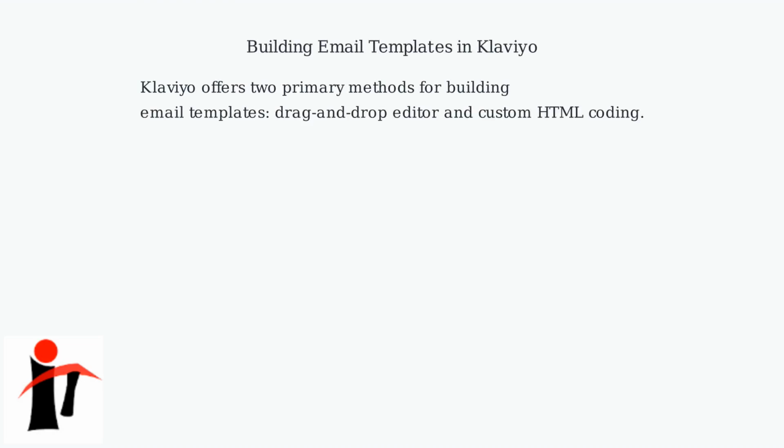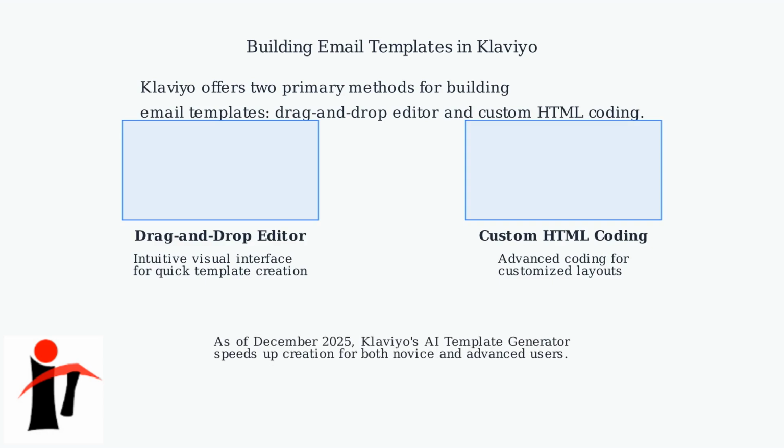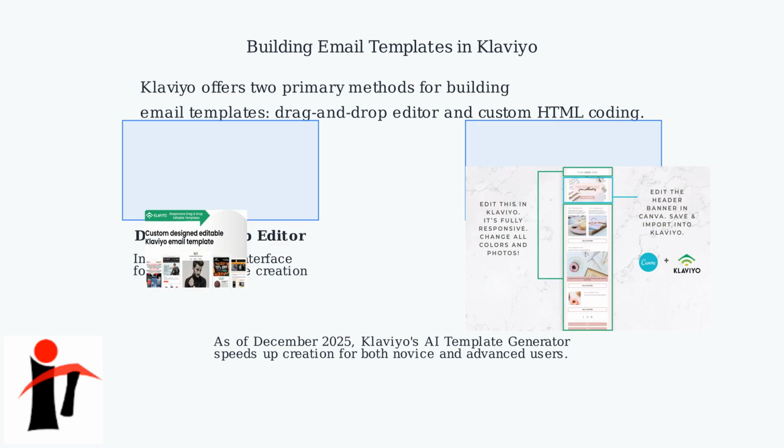Klaviyo offers two primary methods for building email templates: the intuitive drag and drop editor and custom HTML coding. The drag and drop editor provides a visual interface perfect for quick template creation, while custom HTML coding allows for advanced, customized layouts. As of December 2025, Klaviyo's platform emphasizes AI-driven tools, with the AI template generator speeding up template creation for both novice and advanced users. These methods empower you to create engaging and effective email campaigns, whether you're a beginner or an expert.